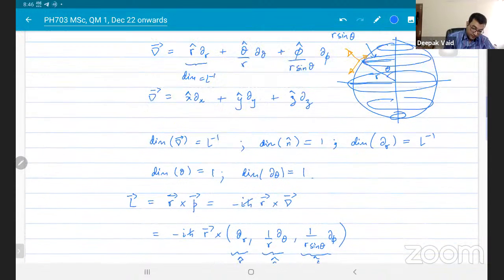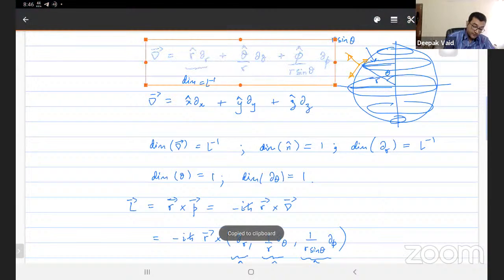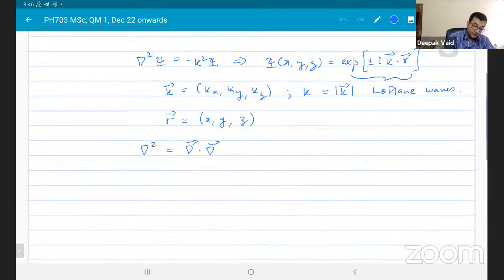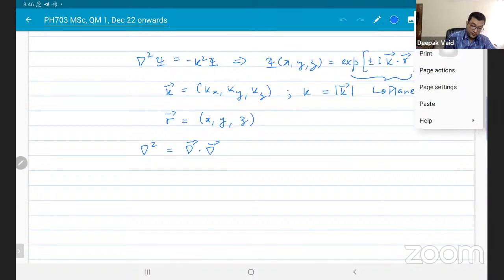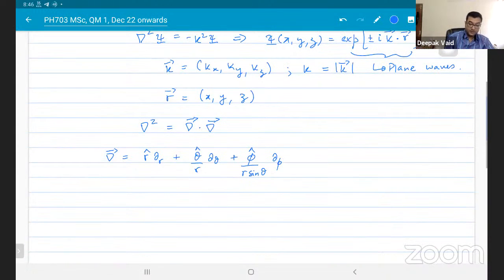Gradient in spherical coordinates. Yeah, this expression. So this is the gradient in spherical coordinates, and we can use this expression. Okay, this is the gradient. So I can write down the dot product of this with itself. And again, using the fact that r hat dot theta hat and r hat dot phi hat and so on are 0, what will you get?